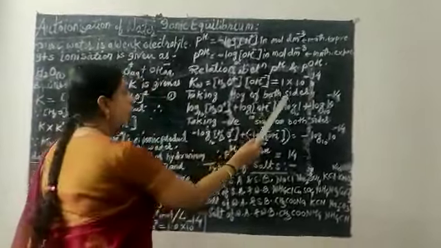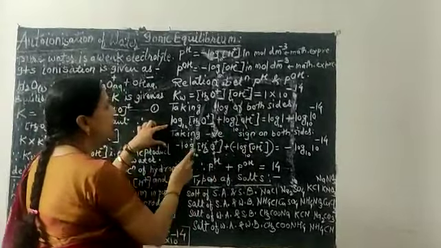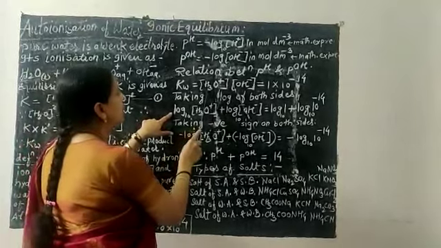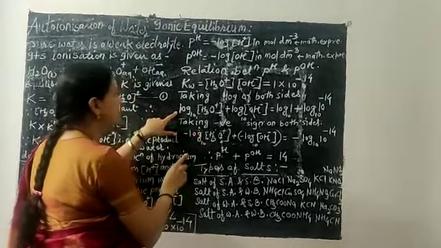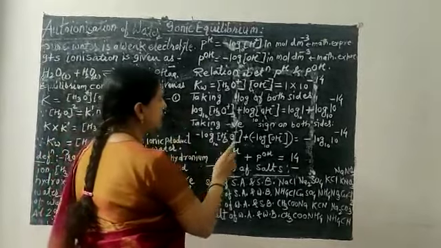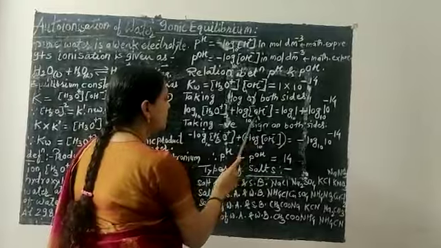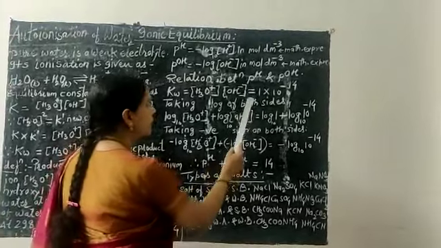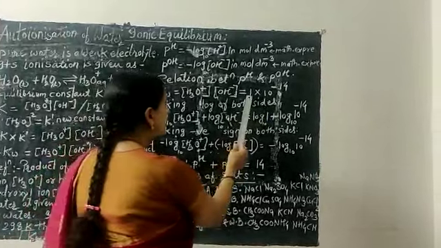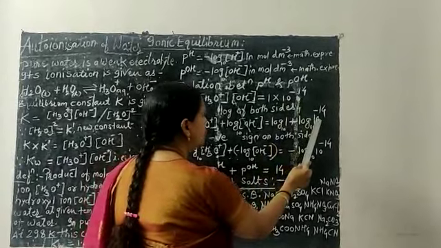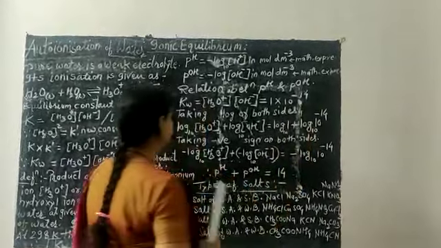So taking log of both sides, you can write here the log of H3O plus ions concentration to the base 10 plus log of OH minus ions concentration to the base 10 is equal to log of 1 plus log of 10 to the power minus 14.